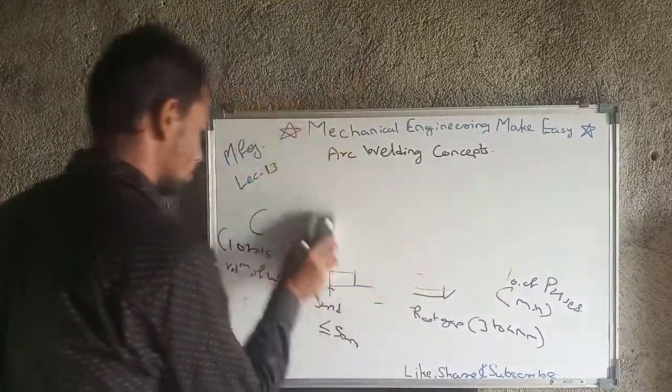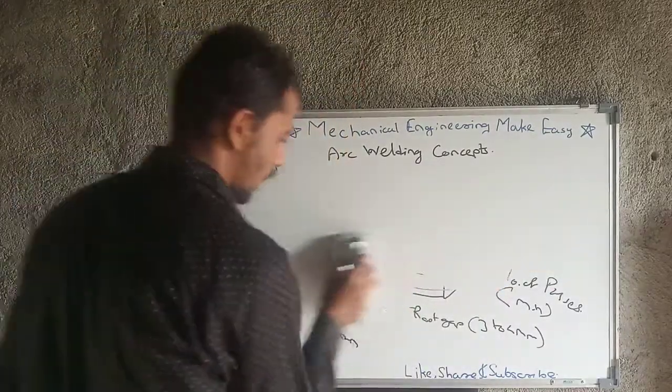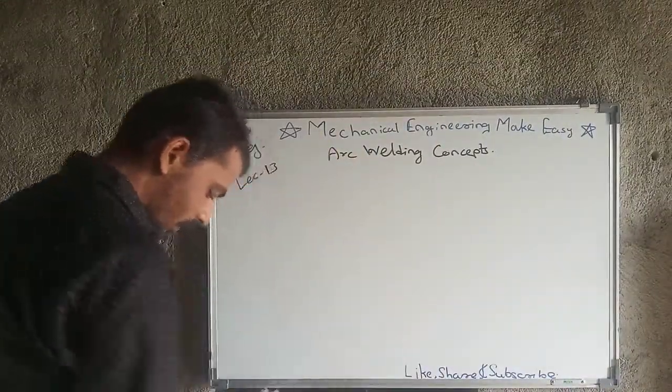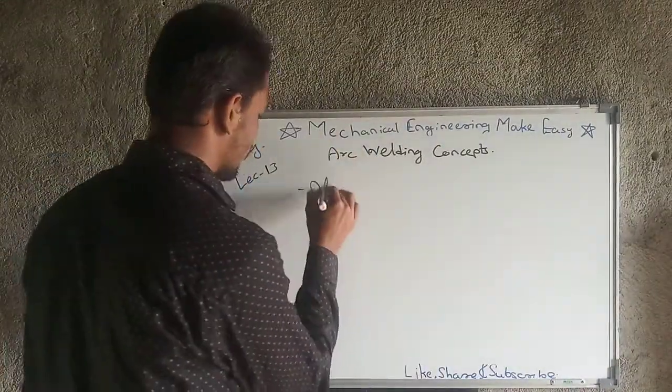Then we will look towards other parameters of arc welding. What are they? First is the number of electrodes required.